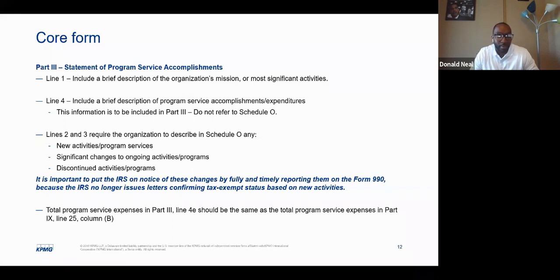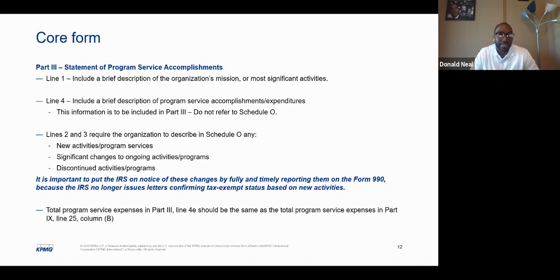So as I note here in bold, it is important to put the IRS on notice of these changes by fully and timely reporting them on your Form 990, because the IRS no longer issues letters confirming tax-exempt status based on new activities. And then in regards to Part 3, line 4E, this is also important.